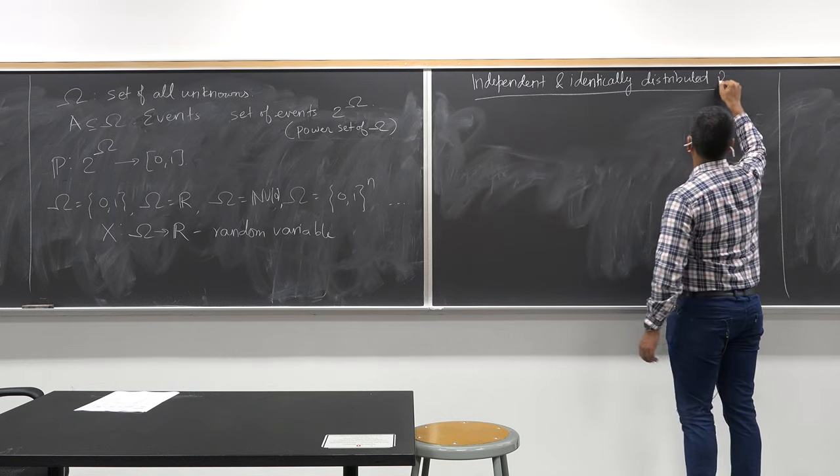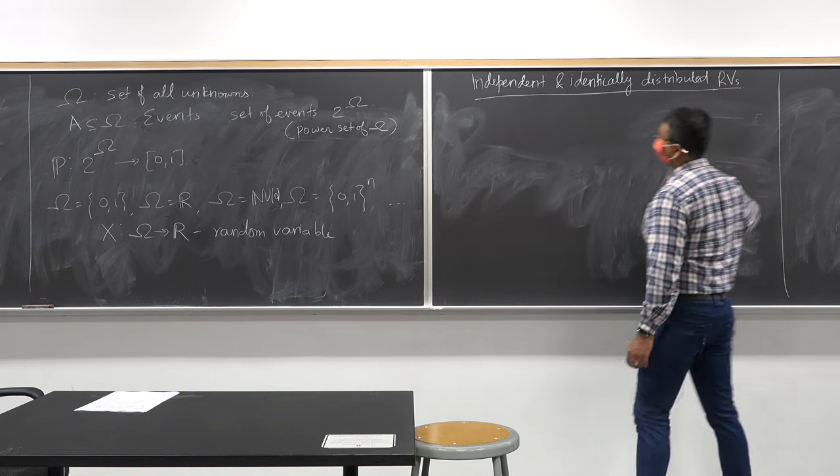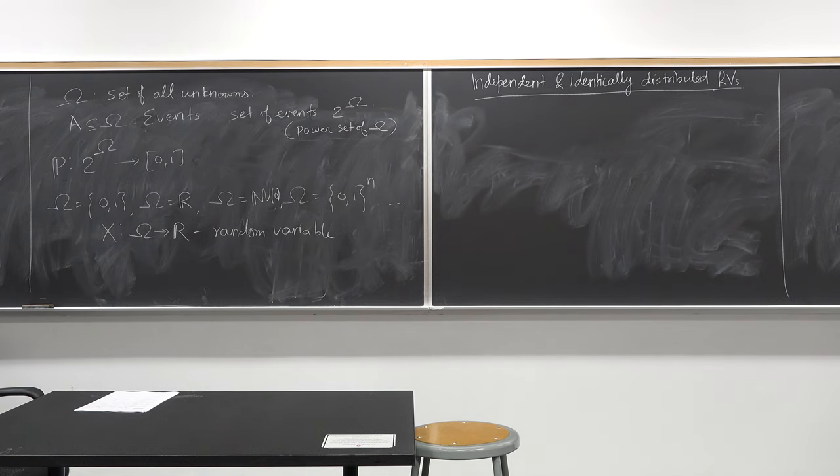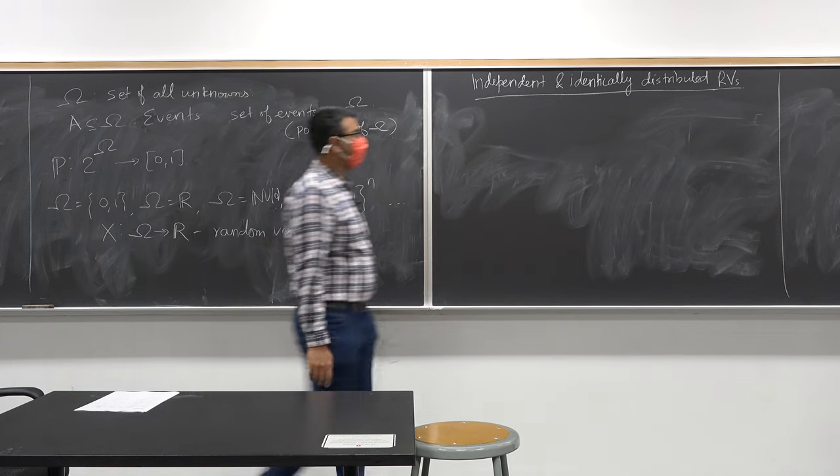Random variables, RV. Okay. Consider a random variable, which is how many road accidents happen within the city of Columbus on a day-to-day basis.